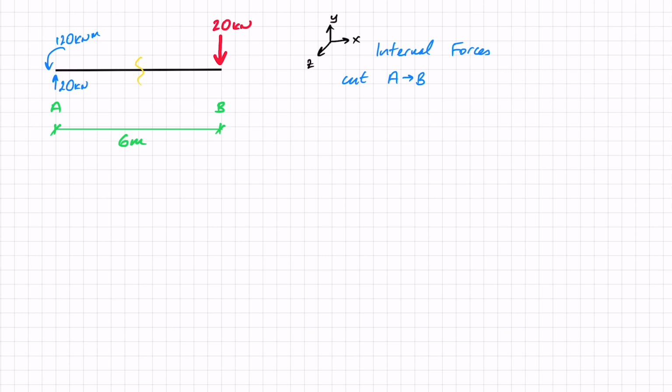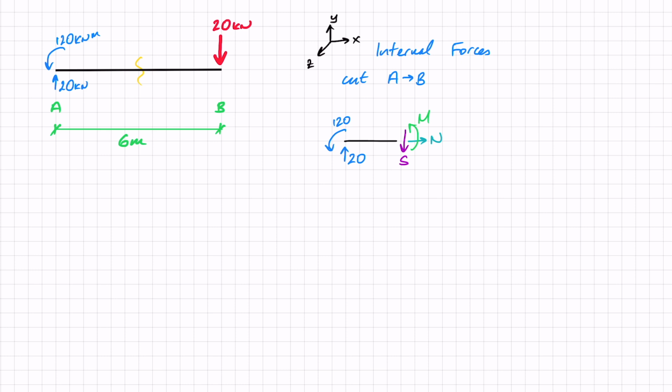So I just need one cut between A and B. And so if I draw out my beam, I'm going to have those two reaction forces, the reaction force and the reaction moment of 120. And I'm going to draw my internal forces at that cut. So I've got N, I've got S, and I've got my moment M.